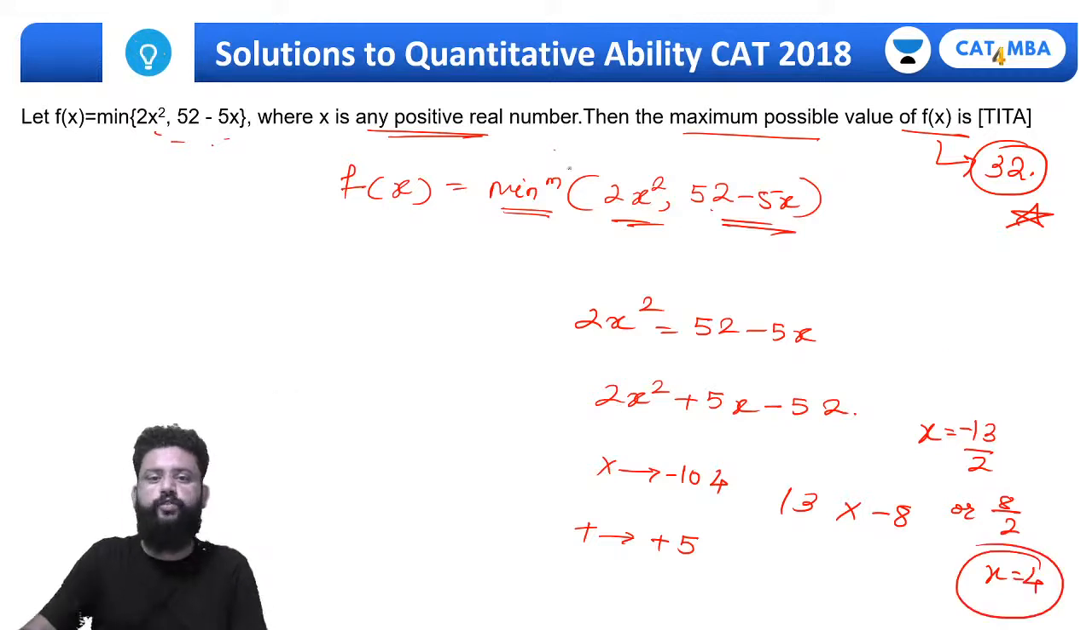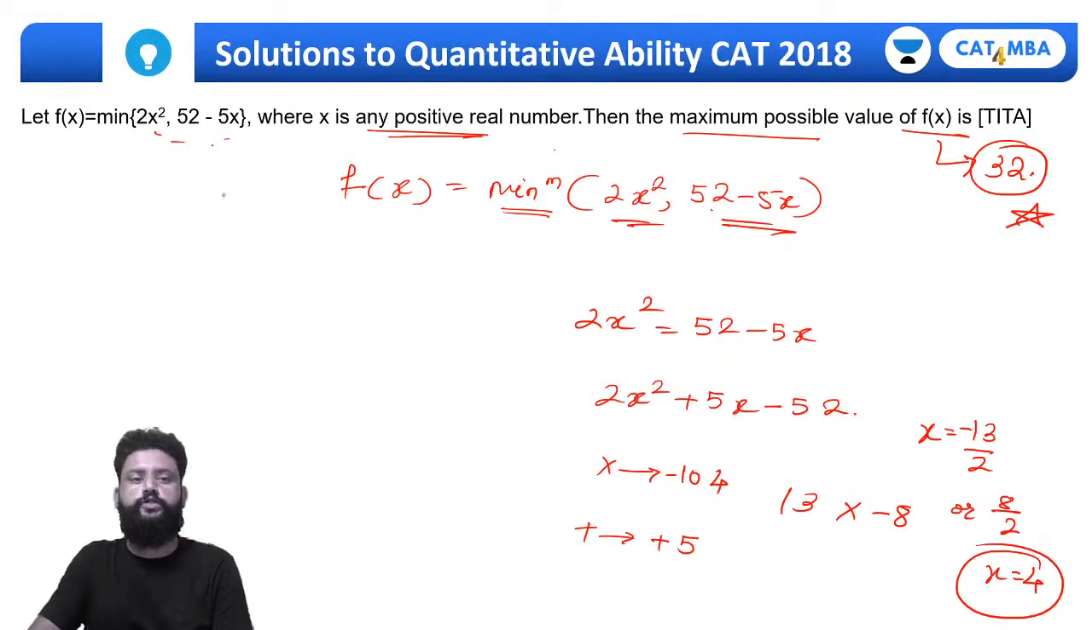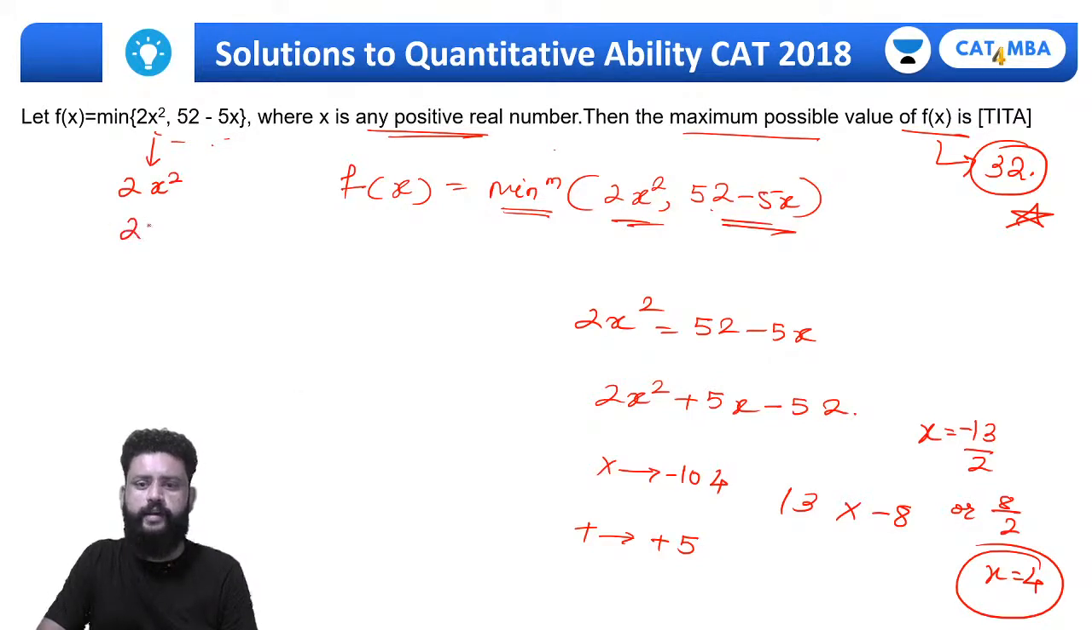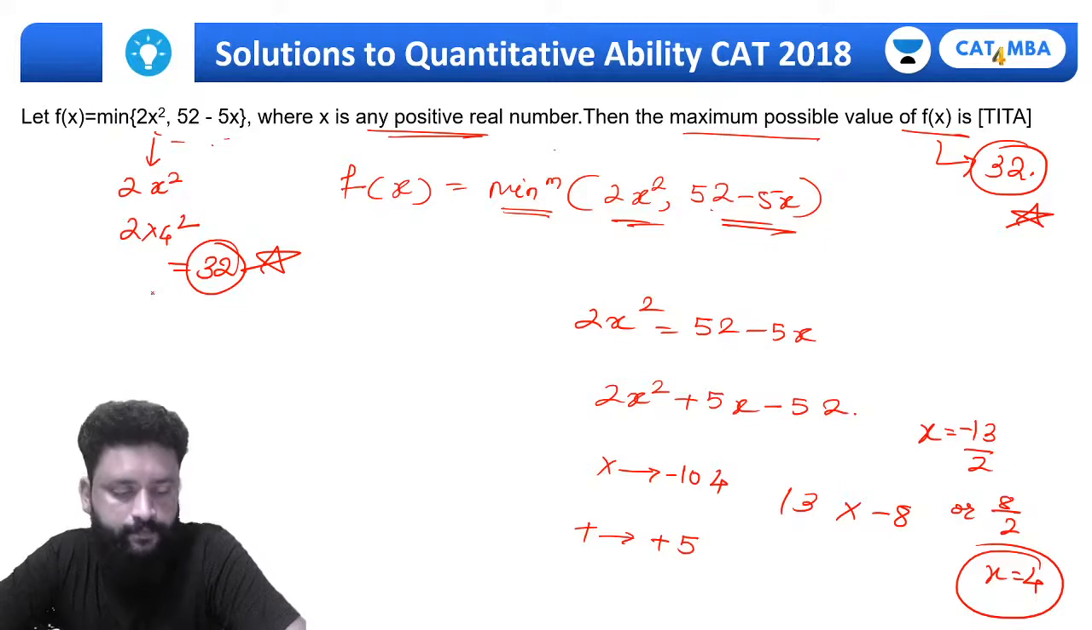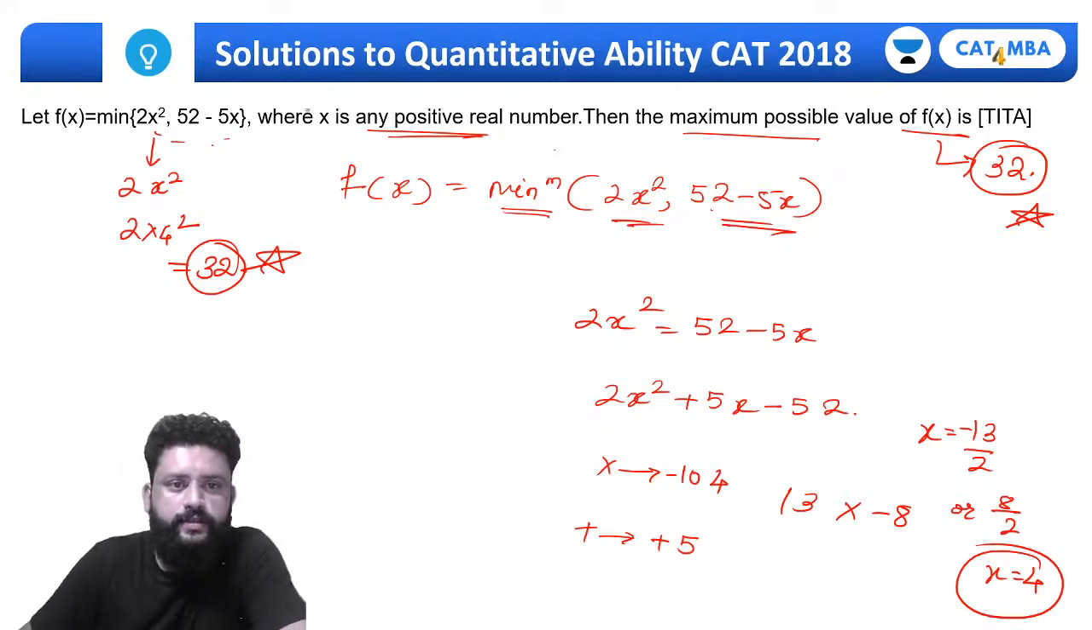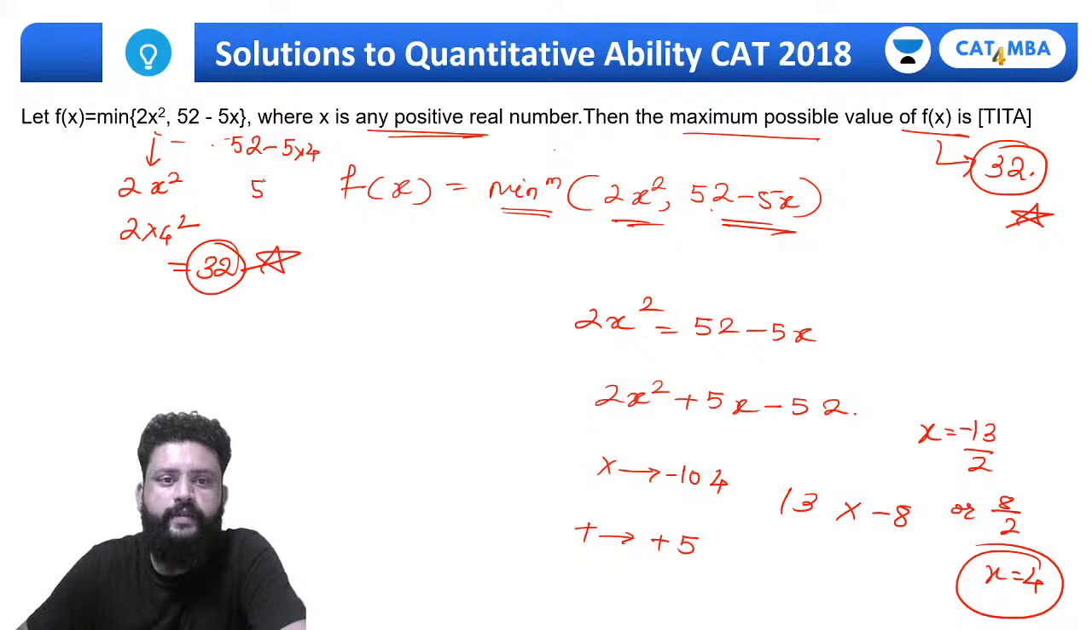जब तुम x का वैल्यू 4 रखोगे, this will be 2x square, कोई भी निकाल सकते हो, 2x square, 2 into 4 square which is 16 into 2, that comes out to be 32. Even if you do this, 52 minus 5 into 4 is 52 minus 20, comes out to be 32.